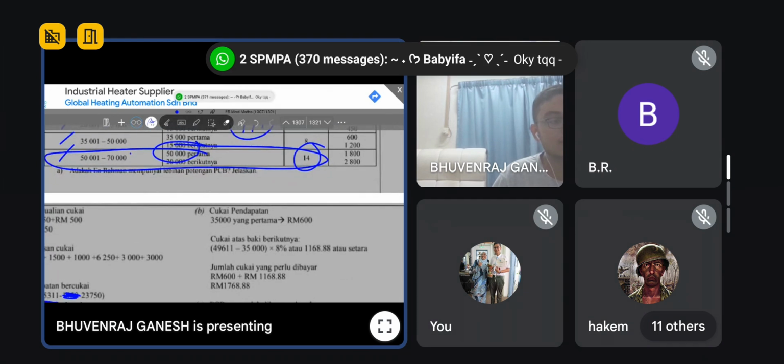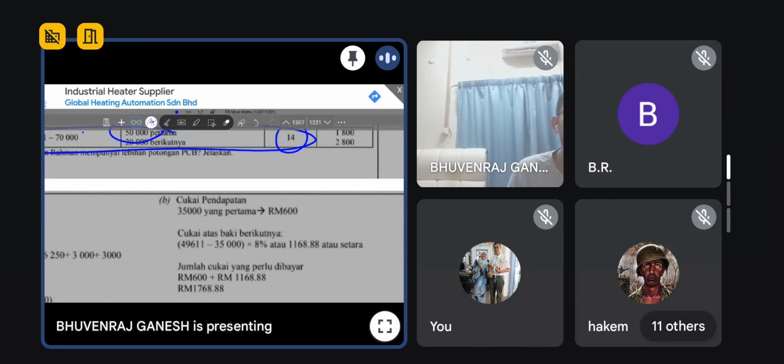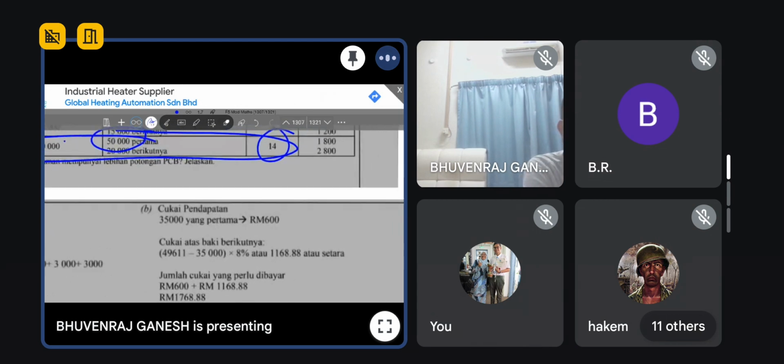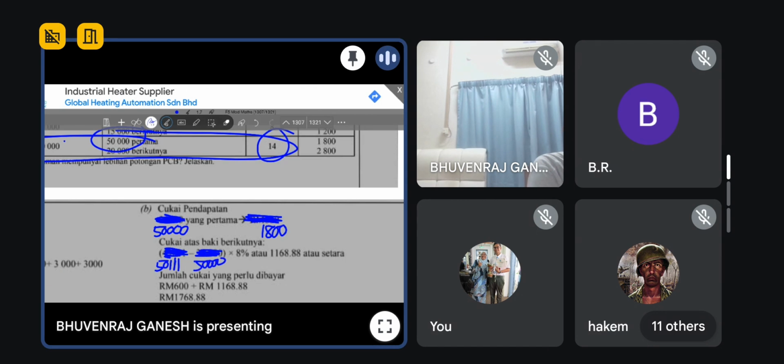So maybe you all try to count for me. What is your income tax? Apa cukai yang kamu kena bayar? You all count for me and see. I'll try to edit this one at the same time. Once you get the answer, you share, guys. Total tax for this question.